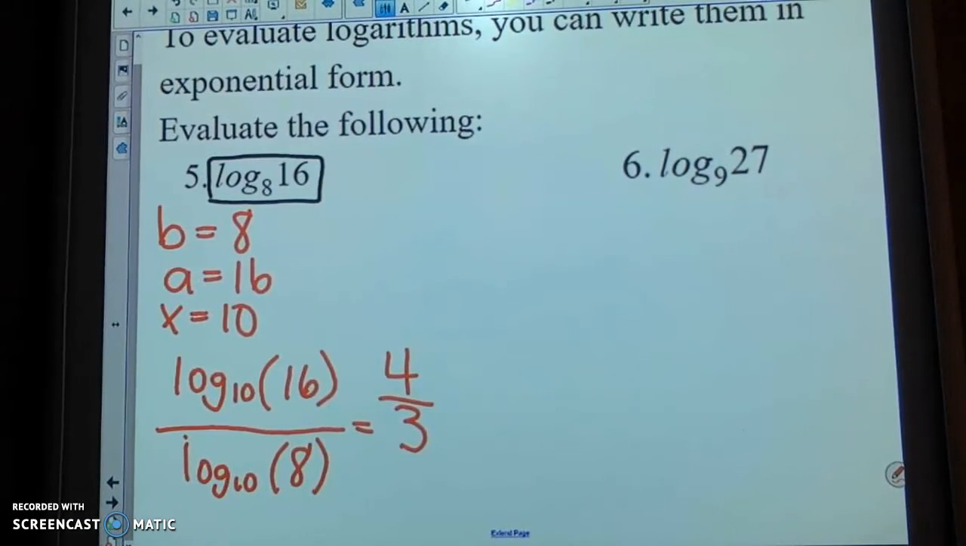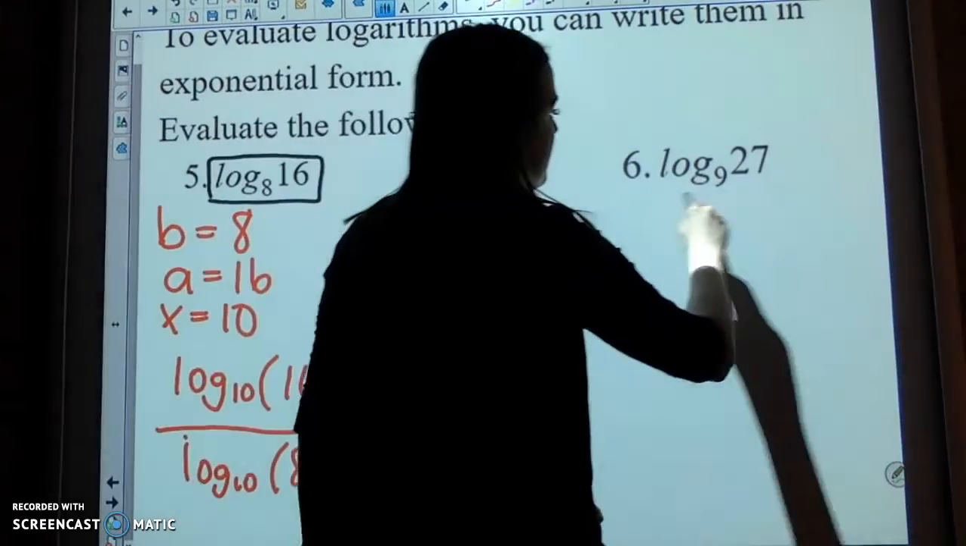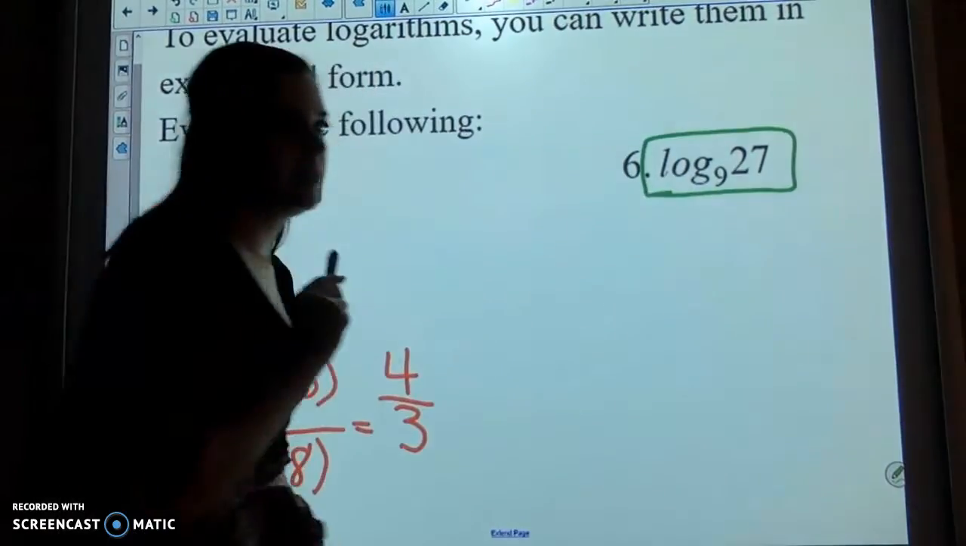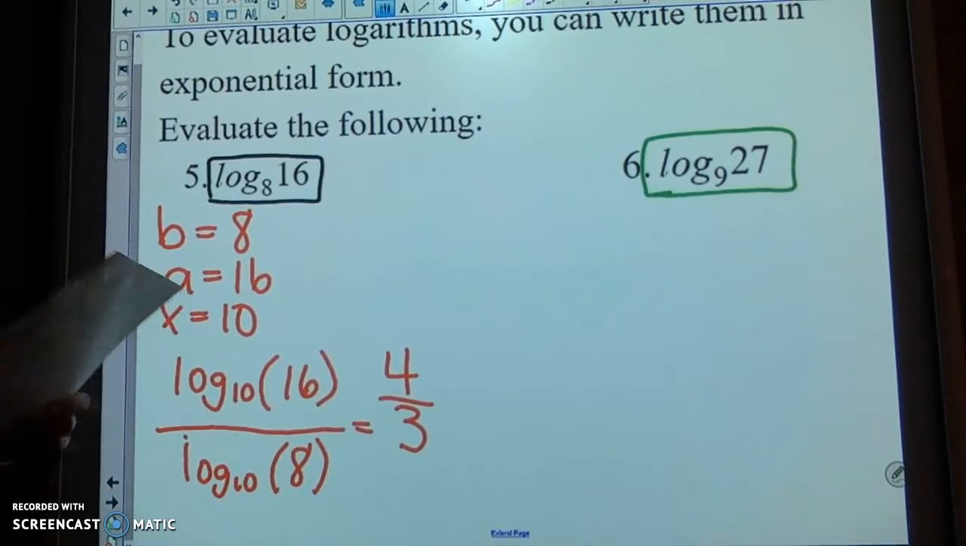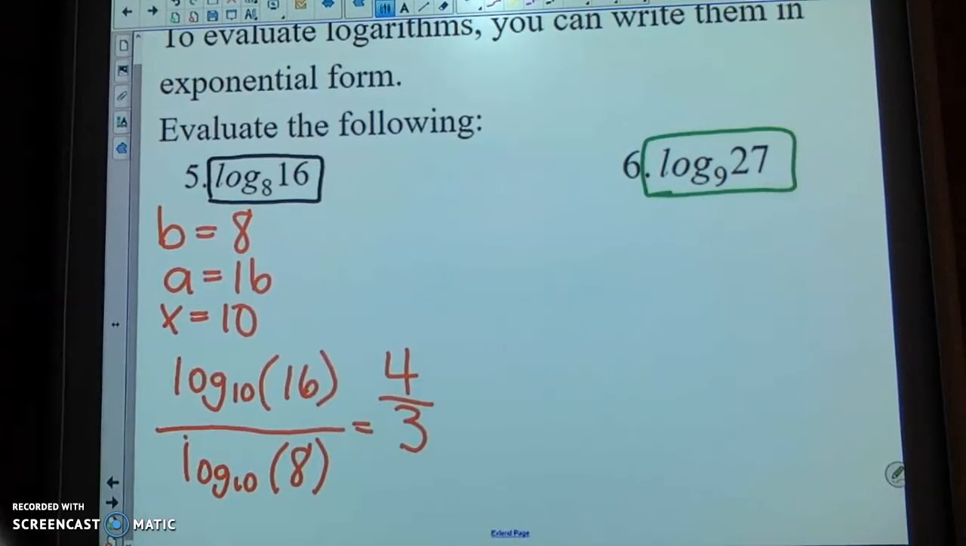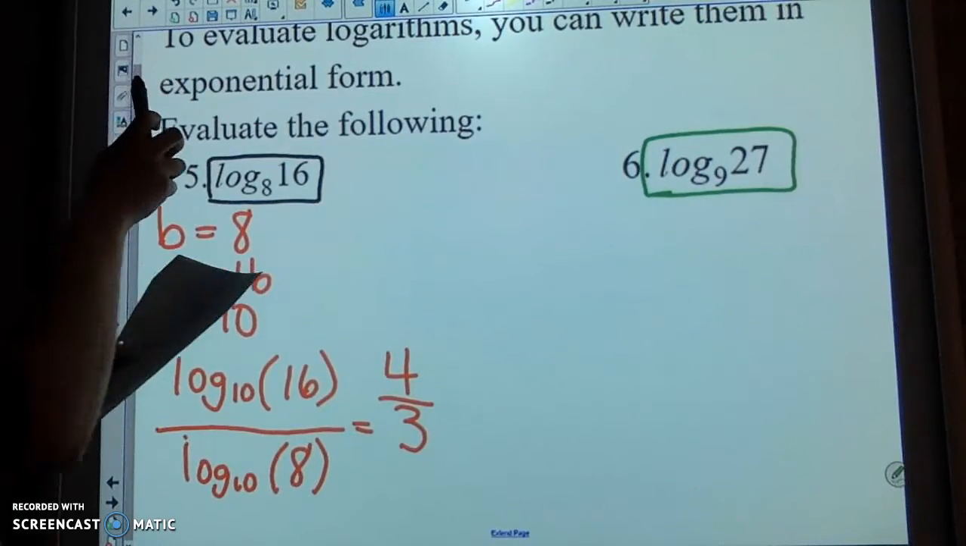Right? I'm going to do one more example. I'm going to do number 6 for you. And then you guys are going to do number 7 and 8 using the change of base formula and a calculator. Right? The formula just above that, so they see what it is.